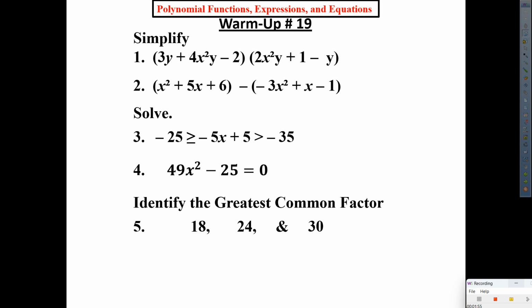All right, being that it's Monday, and for the sake of time, I'm going to go over the warm-up myself. Here we go. Make some room.